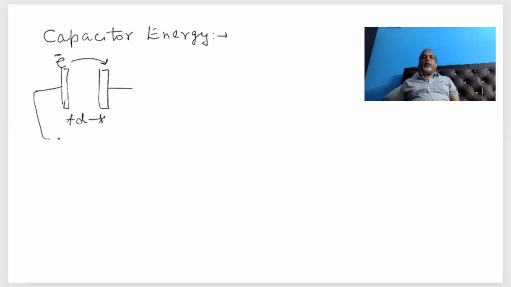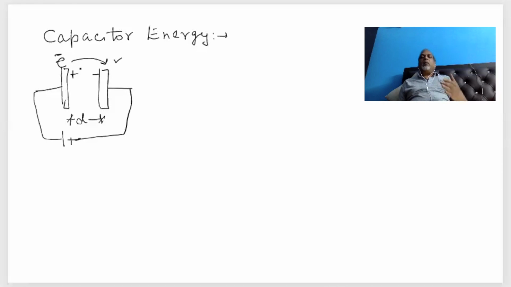We connect this with a battery, and due to the potential difference, electrons start moving from the left plate to the right plate. But for understanding's sake, let us go step by step. Suppose one electron we want to shift onto the right plate, then we have to do some work, and then it will become plus and it will become minus.